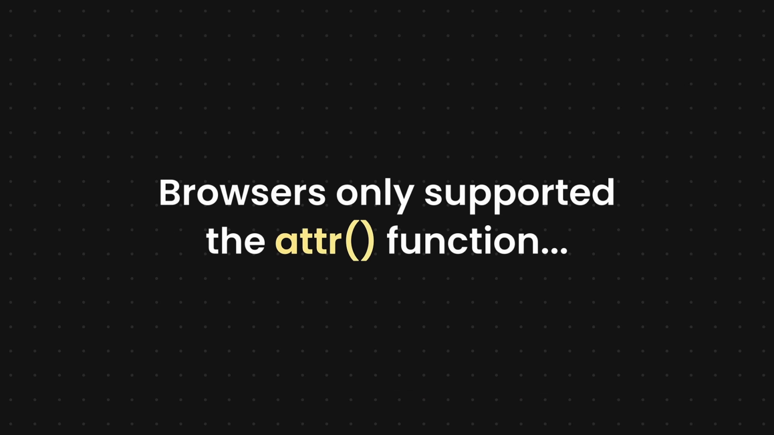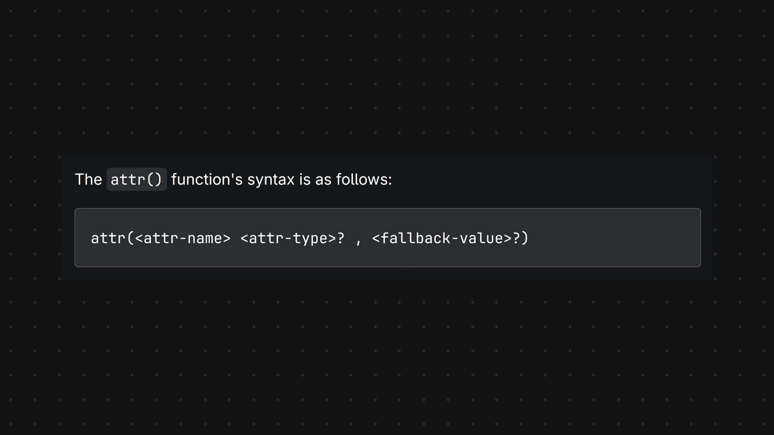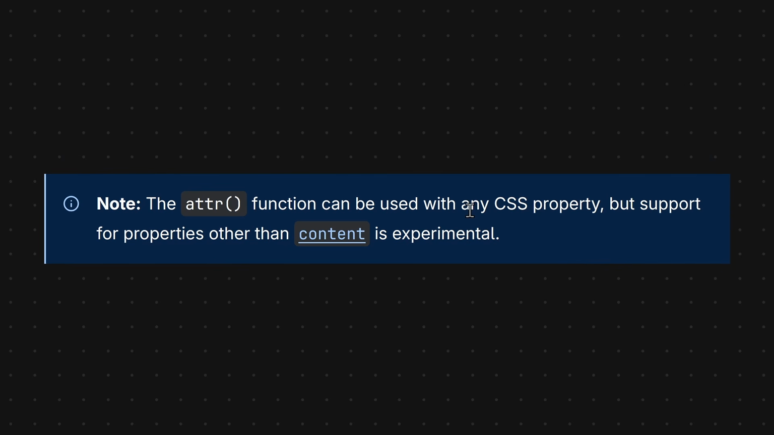Browsers only supported the attribute function inside the content property, so we couldn't use it for things like widths, colors, or transformations. But now that finally changes. Instead of treating the attribute as plain text, we can tell CSS what type of value that attribute contains. And with that, it is finally possible to use it inside any CSS property.